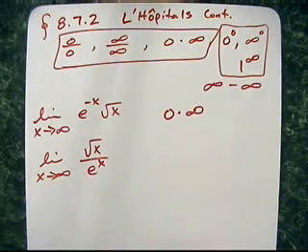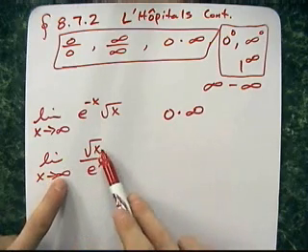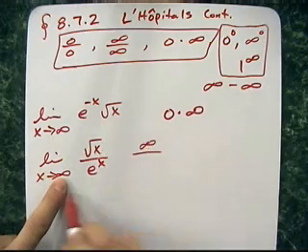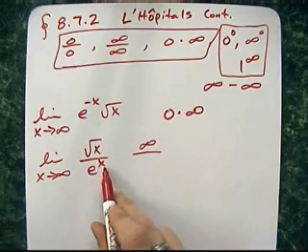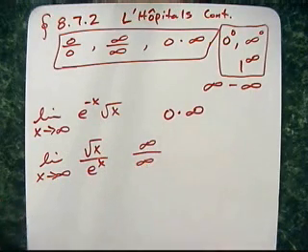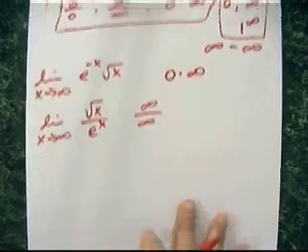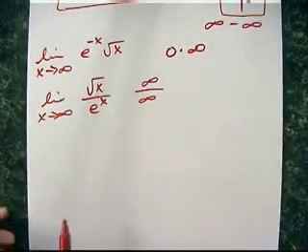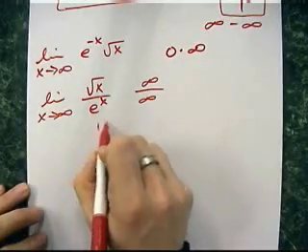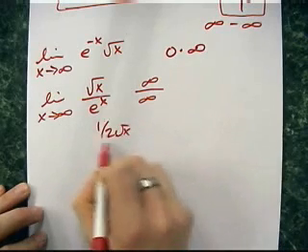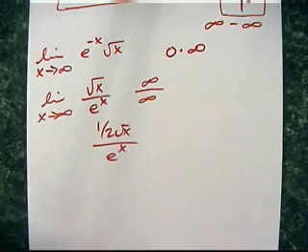Now I can use L'Hopital's rule on this one, because if I plug infinity into the numerator, it's infinity. Plug infinity into the denominator, e to the infinity power is going to go towards infinity. Now it works. Now you can use L'Hopital's rule real quick and hopefully it works out for you. So I take the derivative of the numerator, derivative of the denominator. Hopefully we get a decent answer. So the derivative of the square root of x is 1 over 2 square root of x, divided by e to the x.